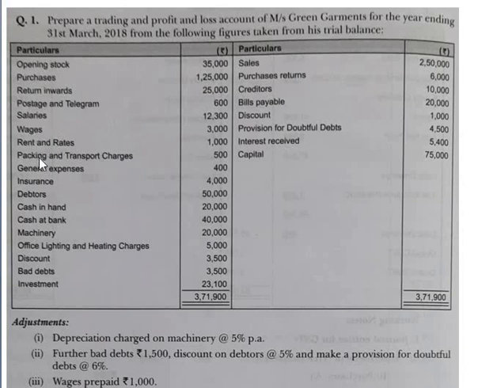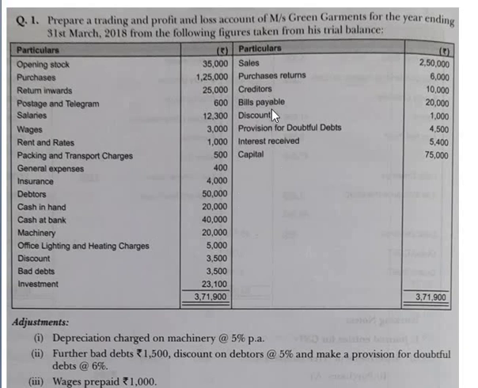Then rent and rates, packing and transport charges, general expenses, insurance, these items will be shown on the debit side of the profit and loss account since these are indirect expenses. Then debtors, cash in hand, cash at bank, and machinery, these are assets, and will be shown on the asset side of the balance sheet. Then office lighting and heating charges will be shown on the debit side of the profit and loss account. Then discount and bad debts will be shown on the debit side of the profit and loss account. And investment is an asset, and will be shown on the asset side of the balance sheet.